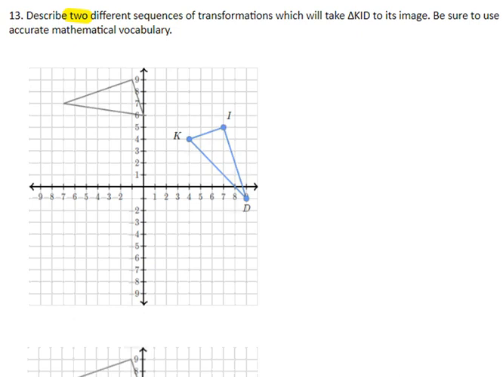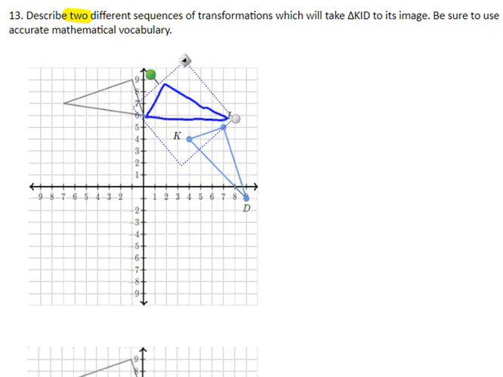All right, for this next one, we need two different sequences of transformations to take triangle KID up to the image. So one option is to start by translating this triangle 4 units to the right and then up 1 unit. From there, you can rotate it.